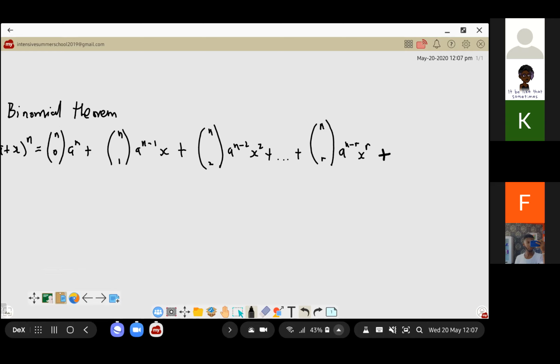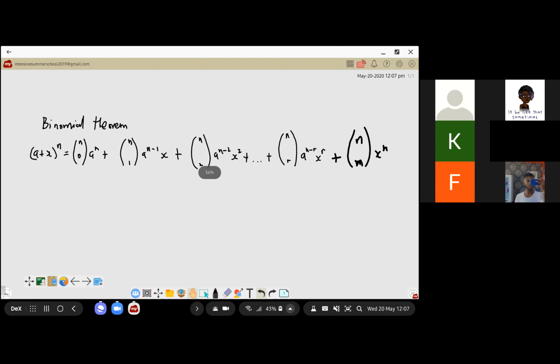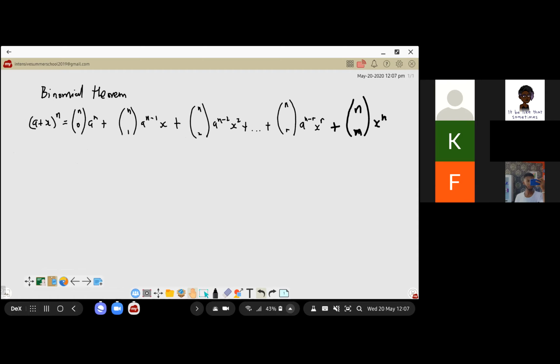What was the coefficient for the last term? n combination n. Good. By that time, our a will be done, so we are left with x. Our x will be raised to the power n. So this is where we ended yesterday, right?